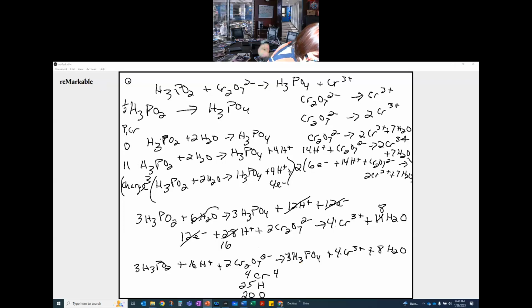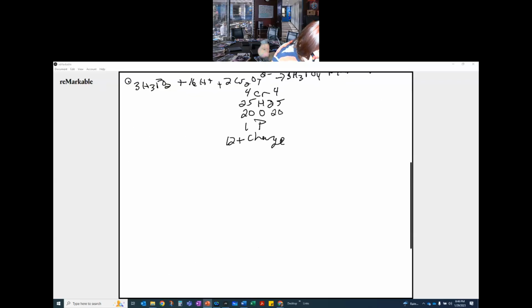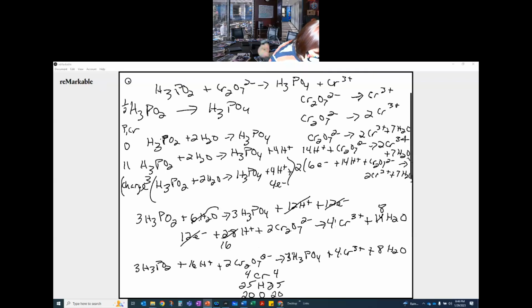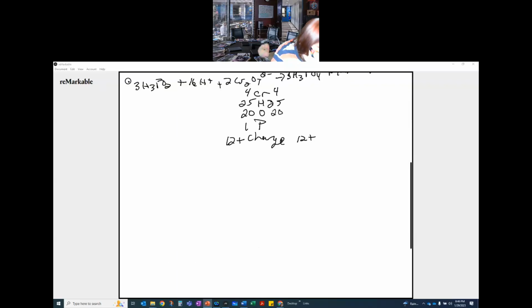9 plus 16 is 25 hydrogens. 12, 20 oxygens. And my net charge is 12 plus. And how many P's do I have? Well, let me scroll a little bit. So I have 1 P, which is what I thought, but I have 1 P. Yes, everything balances. Awesome. I love it when that happens.